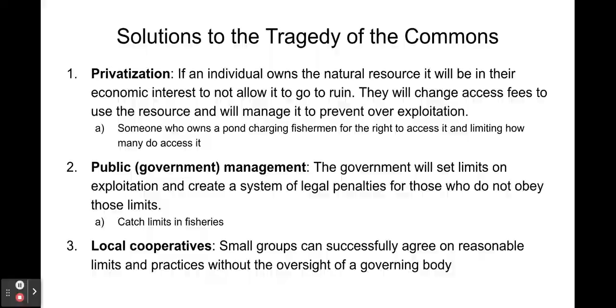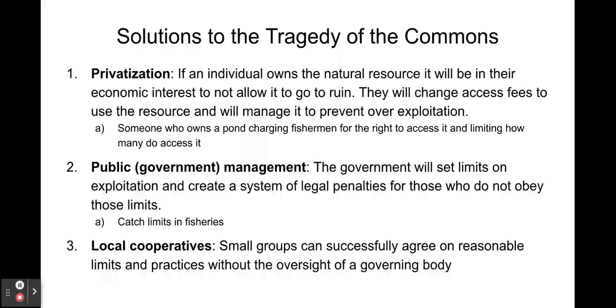This works in small groups. Small groups can successfully agree on reasonable limits and practices without the oversight of a governing body. You might have seen this if you've ever worked with roommates or classmates or friends to decide, okay, we've got to fix our behavior. Here's how we work in order to make sure that our apartment doesn't get too messy, that our dishes are always washed, that we're not overusing the toilet paper. Here's the system and we all agree to it.